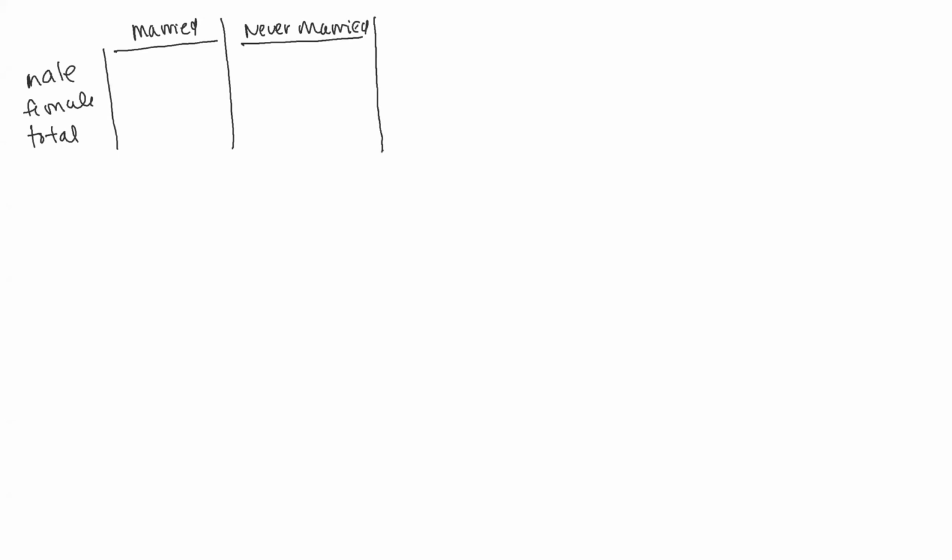So the table is broken down into male, female, and total. And then we have married, never married, we have divorced, we have widowed, and then we have totals again.